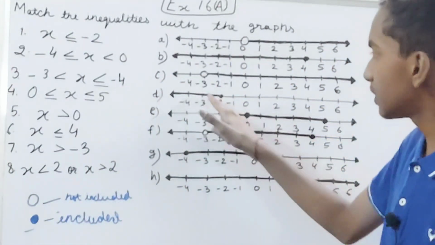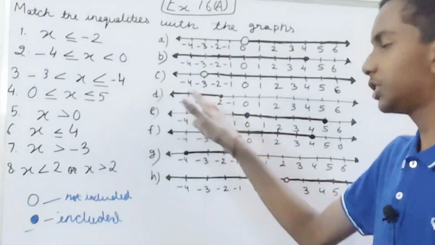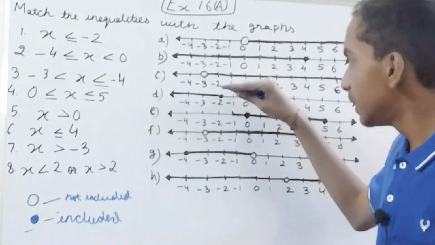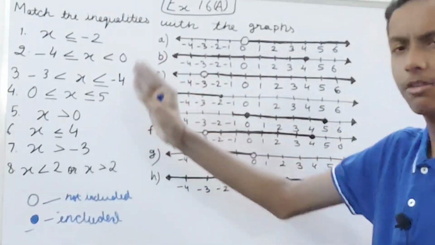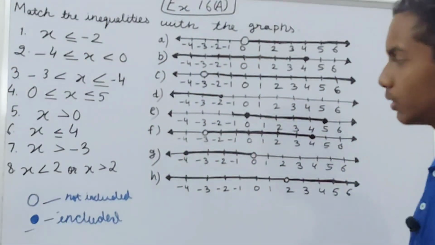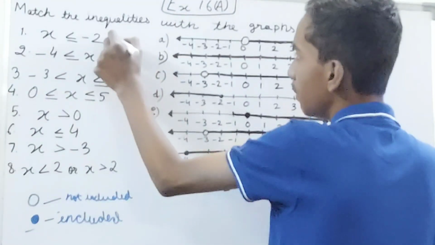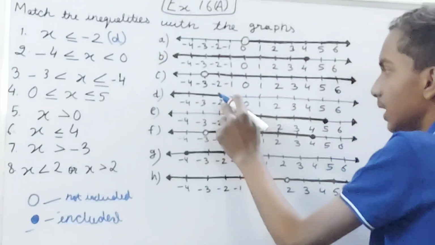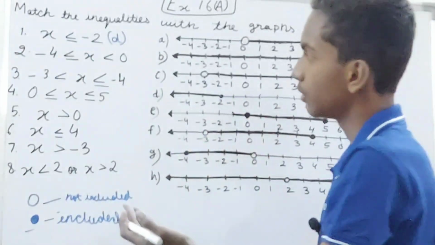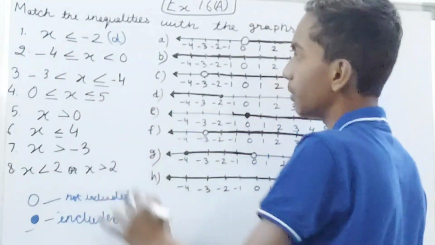This is -3, -4, you can see this is shaded. It is representing that this entire portion, all the numbers that are less than -2, -5, -6, and so on, can be the value of x. So this one will be matched with D. And why is this circle shaded? Because it means that -2 is also included, because there is a less than or equal to sign.